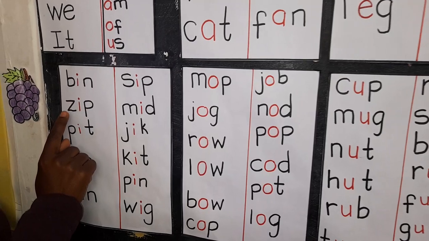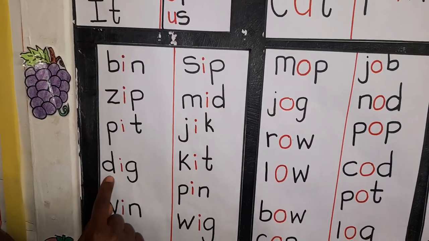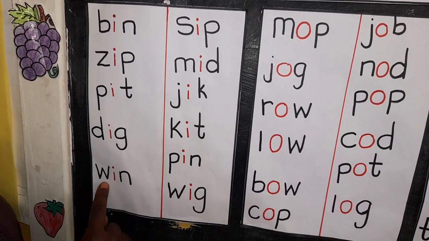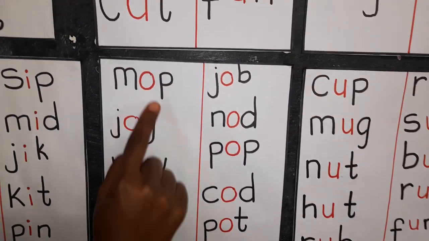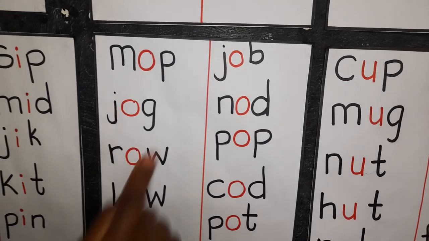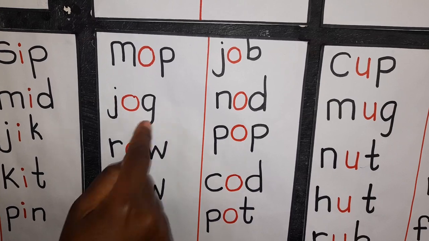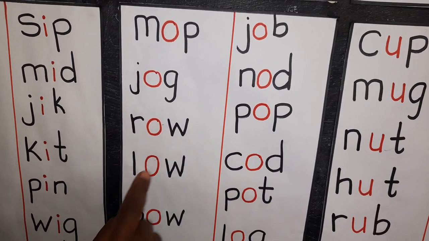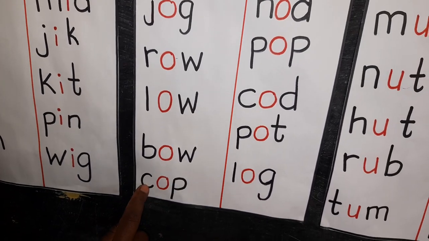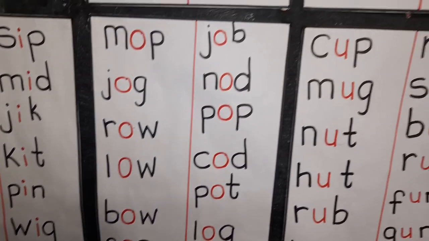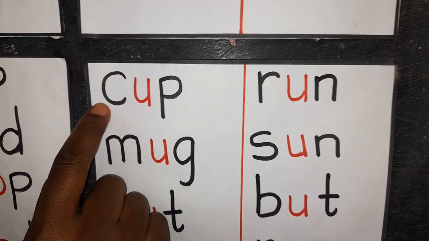Bean, zip, pit, dig, win. Now let's continue and have those ones which are having O in the middle. Mop, jog, row, low, bow, cop. Now let's go to the ones which are having A in the middle.